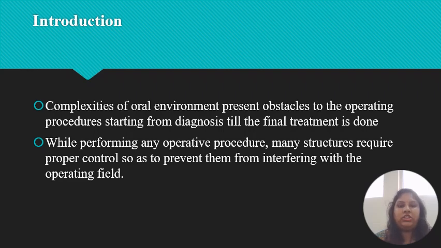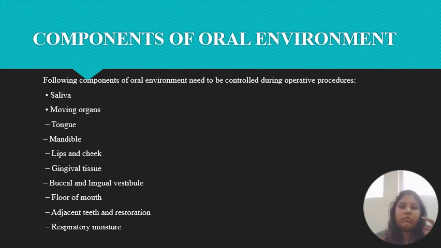So, introduction. Complexities of oral environment present obstacles to the operating procedures, starting from diagnosis till the final treatment is done. While performing any operative procedure, many structures require proper control so as to prevent them from interfering with the operating field. So, there are various components of the oral environment which need to be controlled during your operative procedure, such as your moving organs, tongue, mandible, lip and cheek, gingival tissue, floor of the mouth, buccal and lingual vestibule, etc.